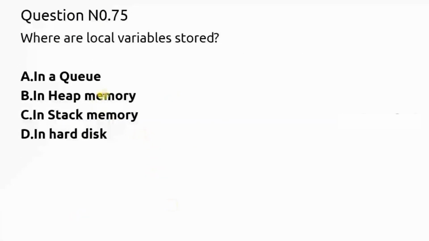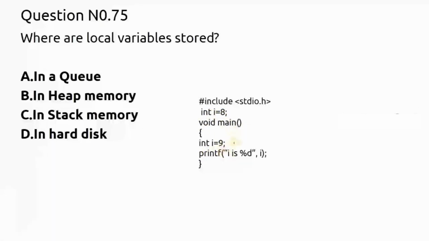Question number 75, where are local variables stored? So two types of variables, local and global variables. First let me take this example here. So here i is a variable, it is declared twice. So int i, which is global, outside of the main function. Here i equals 9, which is local to the main function. Now this is local, this is global. Now if you take i value, first i value will be taken as 8. Next, inside main, if you take i value, it is taking as 9.